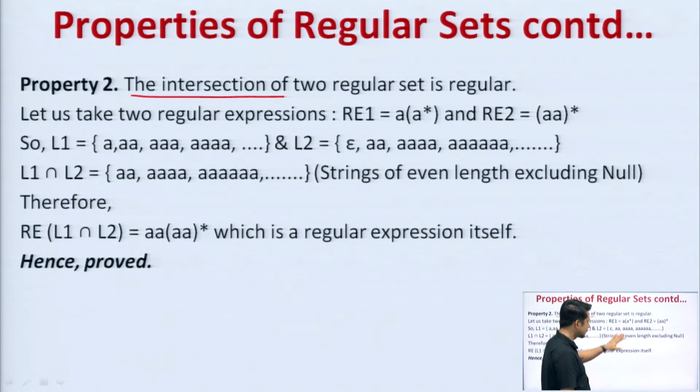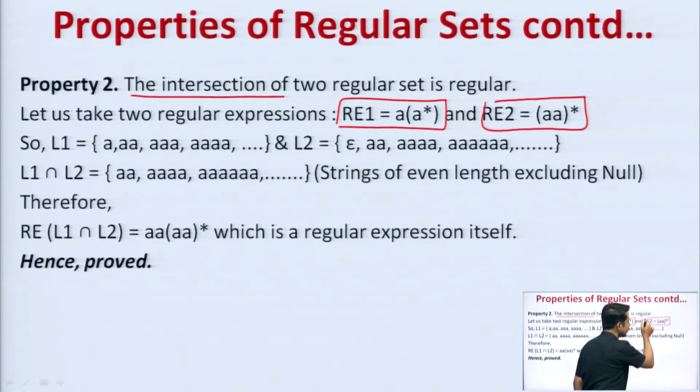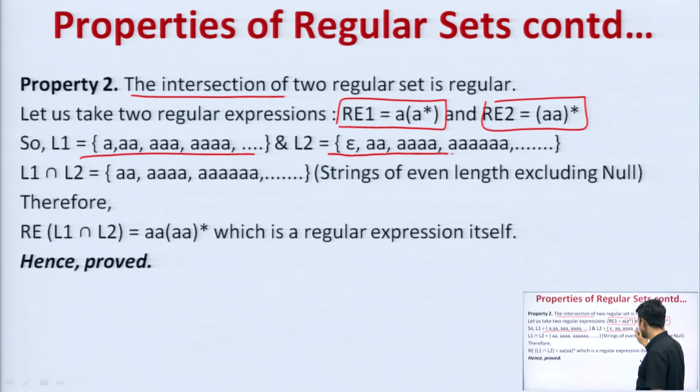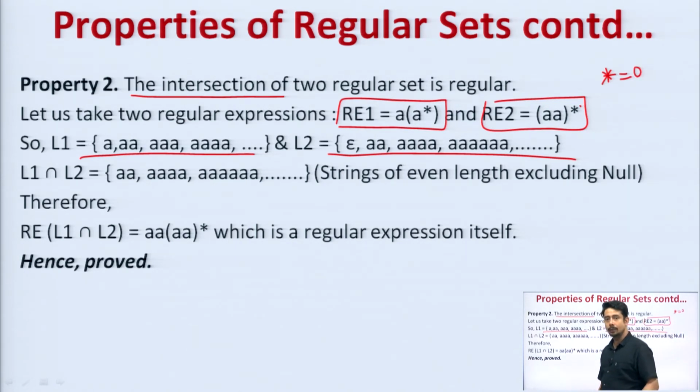The proof is somewhat similar to the previous one. I have taken two regular expressions, one of the form a to the power Kleene closure, and another of the form a whole to the power Kleene closure. If I take them into language form, the language will be explained in this format, and language 2 will give you this one. Why does epsilon come? Because the asterisk value starts from 0, and if it is 0, then the first string will be epsilon.